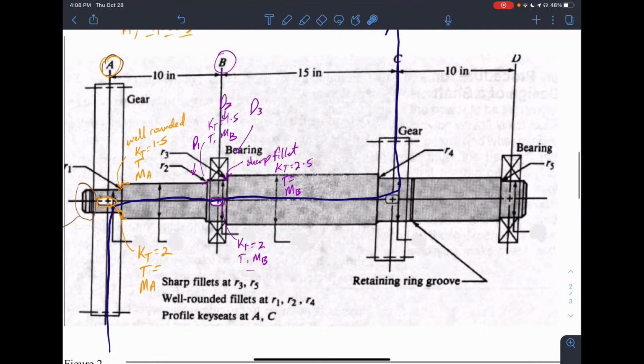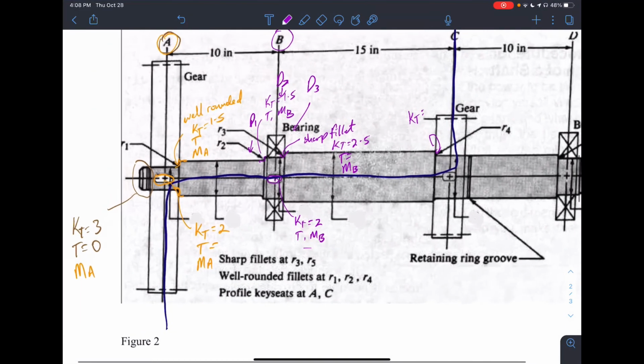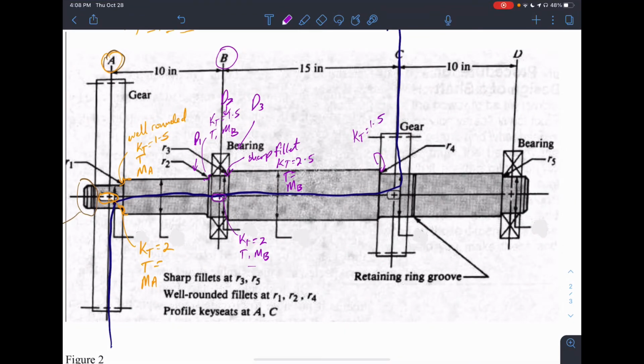The next component is at region C. So again, we have a KT value, and this will be a well-rounded fillet. So that KT value would be 1.5. We have a torque, because the torque is flowing through there. Then we have the bending moment at C. Again, these bending moments would be the resultant bending moment. Similarly, for the key, you have KT equal to 2. You have a torque and you have a bending moment at C.